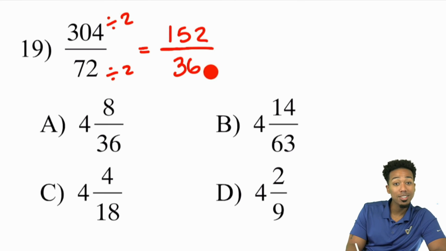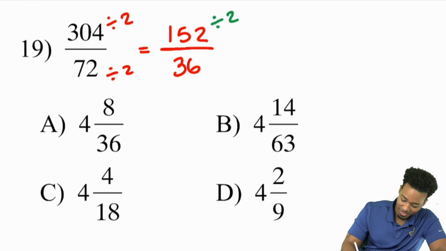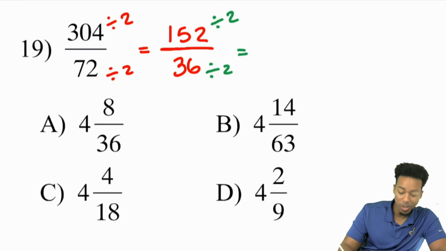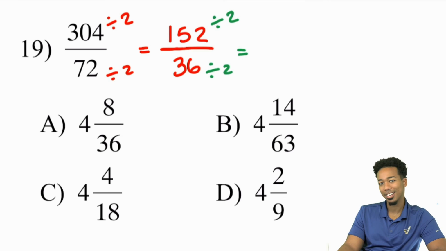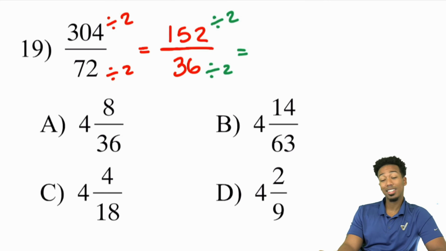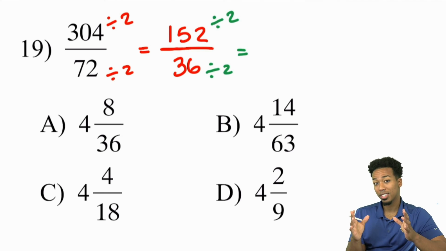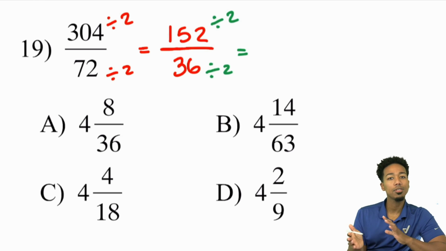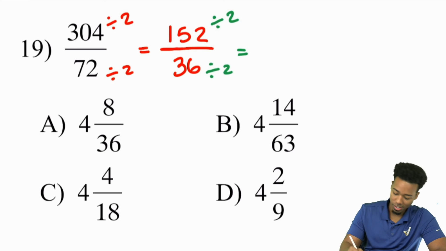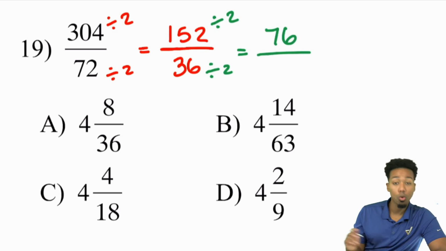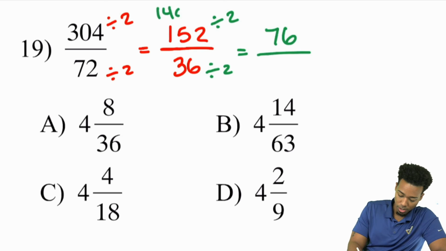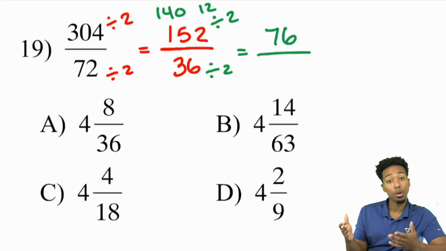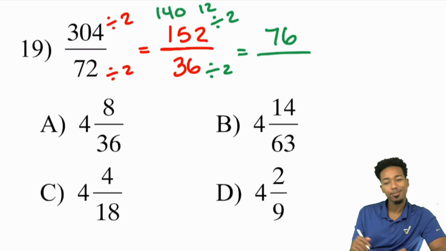Well, these are both still even. Keep dividing by 2. So 152 divided by 2, what is that? Well, you can think about it like this. 150 divided by 2 is 75. 2 divided by 2 is 1. 75 plus 1 is 76. Or you can think of it as 140 and 12. 140 divided by 2, 70. 12 divided by 2 is 6, 76.